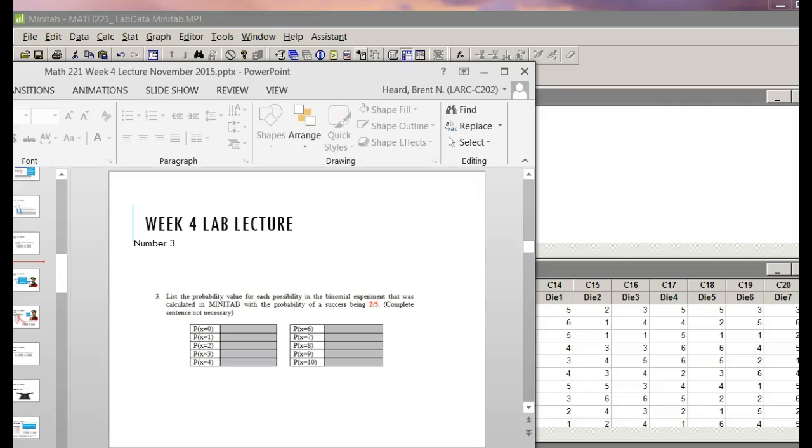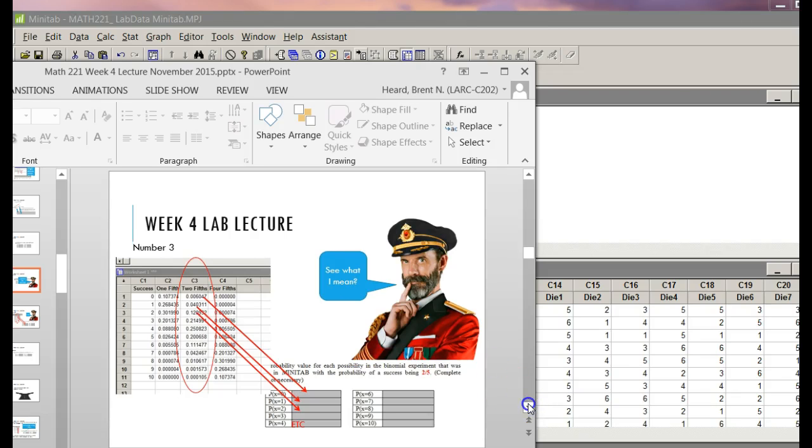On number 3 in the week 4 lab, you already have the information that you used to generate the graph back in number 1. Remember we had those 3 columns of data? I changed number 3, so for 2/5 I said what is the probability of 0, 1, 2, 3, 4. You just copy those right out of the columns of data that you generated in number 1 to make your graphs. Now in number 4, I'm going to go through my charts here.